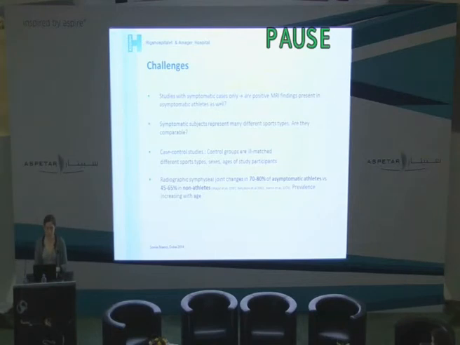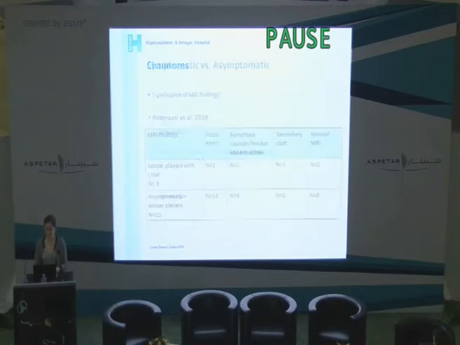So this raises a number of questions. In studies with symptomatic athletes only, would we also have found positive MRI findings if they had included asymptomatic athletes as well? And many of these different symptomatic athletes are practicing very different types of sports. So are they really comparable? And would those sports types in themselves be able to produce positive MRI findings? In case control studies, control groups are often ill-matched with the cases in terms of sports types practiced, sexes, and ages of study participants.